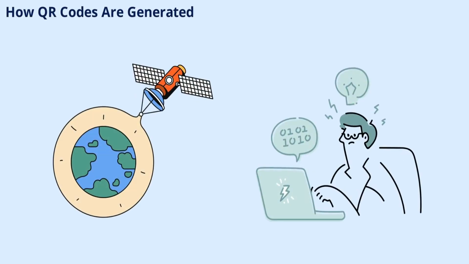Creating a QR code is easier than you might think. Online generators allow you to enter the information you want to encode, such as a URL or text. The generator then converts this data into the unique pattern of squares that make up the QR code. You can download the image and use it on websites, print materials, or products. The process is quick and doesn't require any special technical skills.